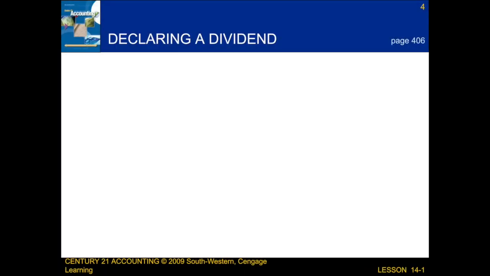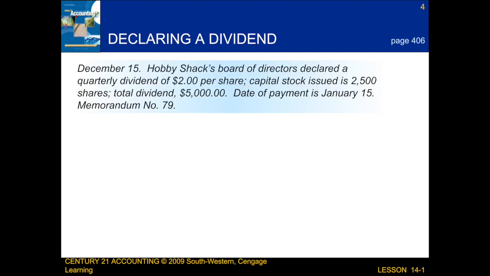Okay, next we're going to be talking about declaring a dividend. So this transaction reads, on December 15th, Hobby Shack's board of directors declared a quarterly dividend of $2 per share. The capital stock issued is 2,500 shares for a total dividend of $5,000. The date of the payment is January 15th, and the memorandum number is 79.